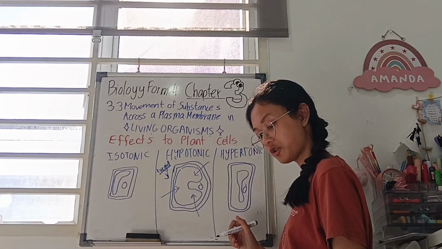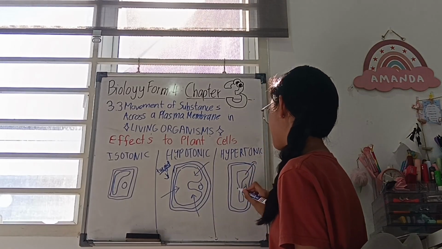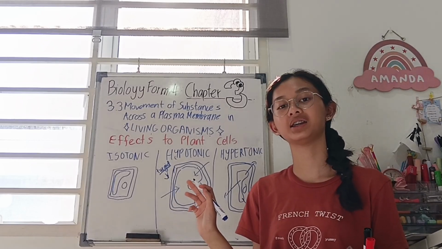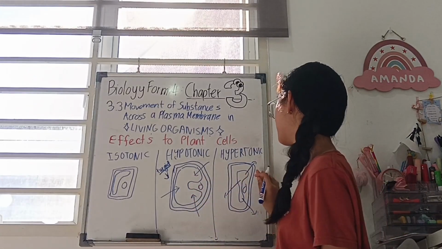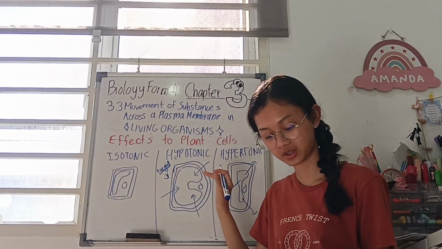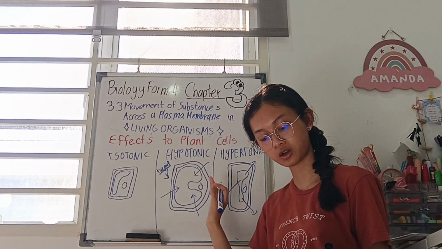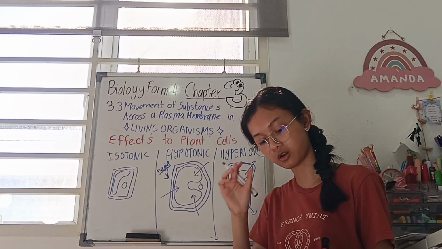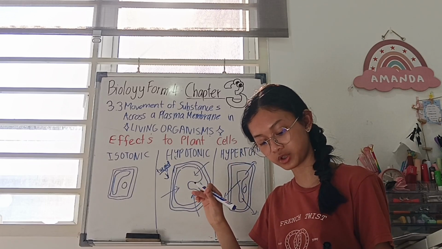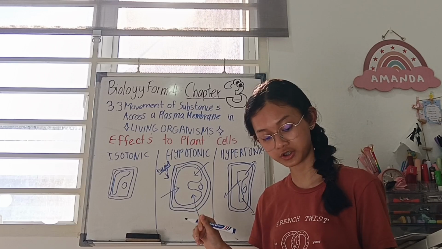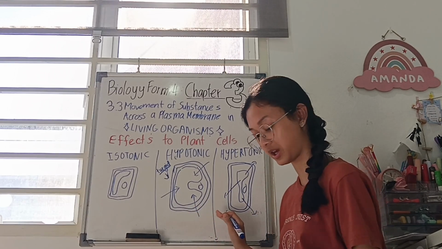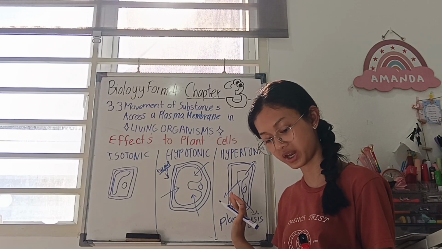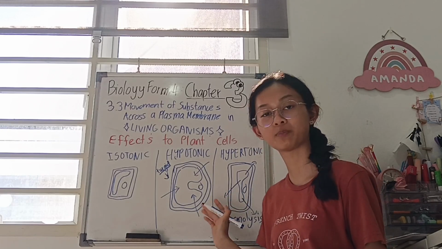Okay? So for hypertonic, the outside solution has a higher concentration of solutes, which means there is less water outside. So the water will diffuse out of the cell, and this will cause the vacuole and the cytoplasm to shrink. This will also cause the plasma membrane to be pulled away from the wall. So this process is called plasmolysis. This will cause leaves and stems to bend downwards and wilt. This is how plants wilt.